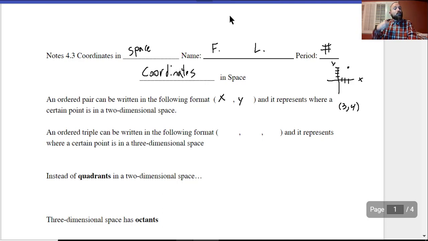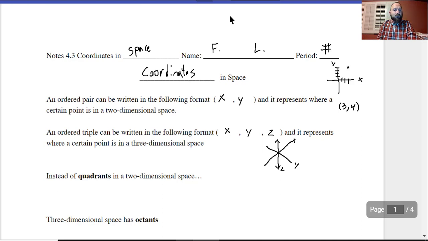So an ordered triple can be written in the following format: x, comma, y, comma, z, and it represents where a certain point is in three-dimensional space. And so we kind of think of it like this: you have your two-dimensional plane right here, we have our x and we have our y, and then coming straight up through the table right here, we have our z.